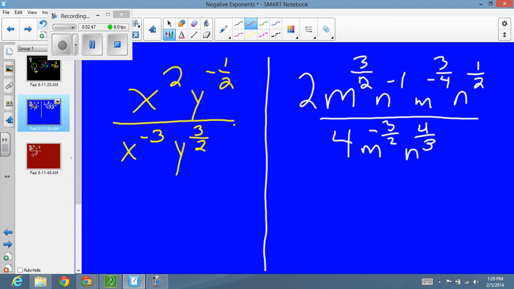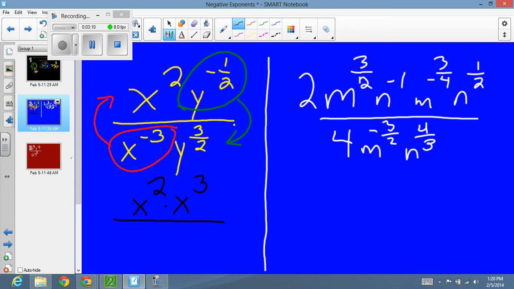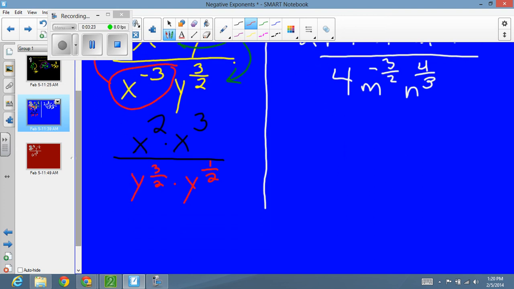Okay? Instead, let's take the x to the negative 3 and move it up because it will become positive. Let's take the y to the negative 1/2, move it down because it will become positive, and then we can combine these together. So in the numerator now I have x squared and x to the positive 3. In the denominator I have y to the 3/2 and y to the positive 1/2 because that moved down. And this is what I'm trying to simplify.